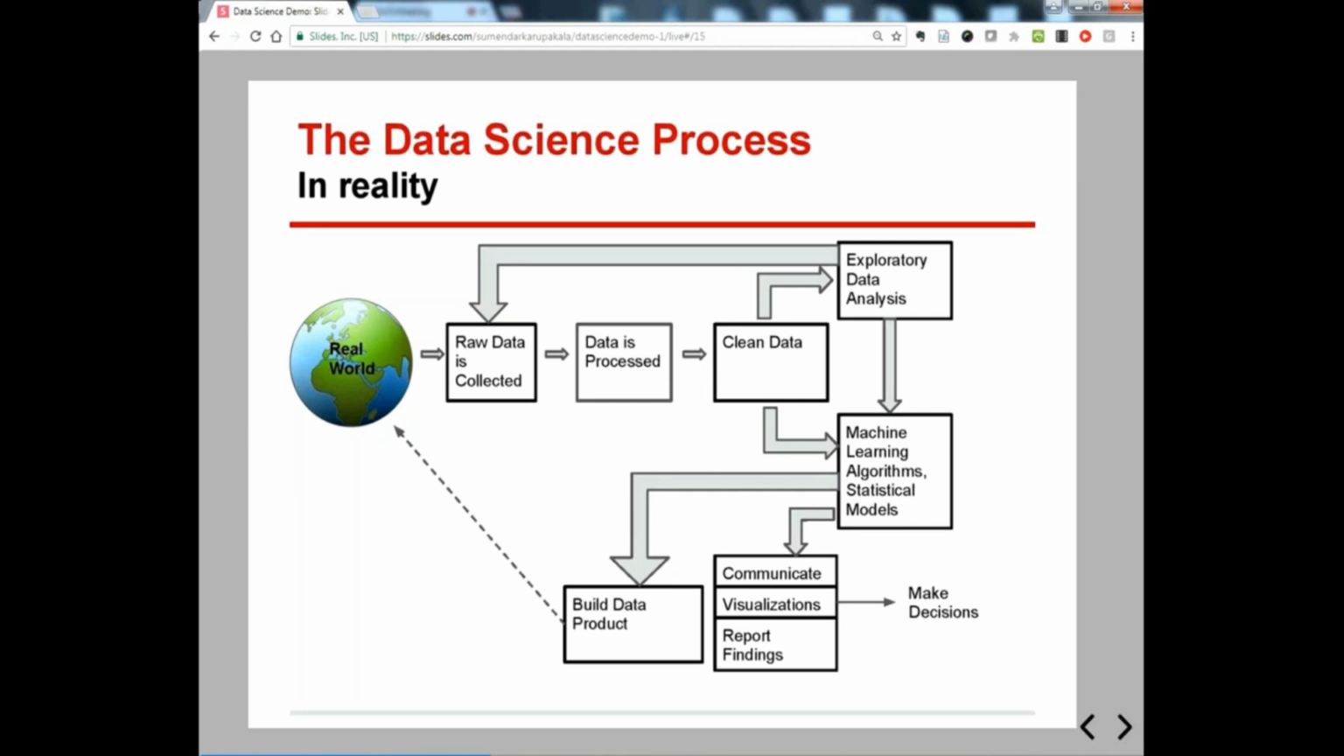Once we apply all those modeling techniques, the final part is to communicate with the stakeholders, generate reports, or visualize the data. That is finally useful for making decisions, which solve the actual business problems. So this is the typical life cycle of a data science project.